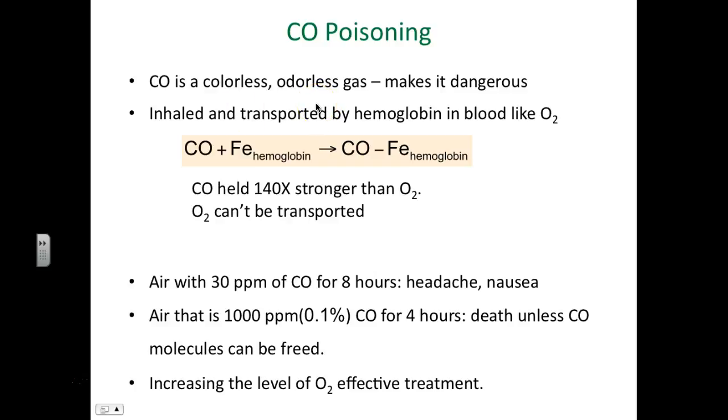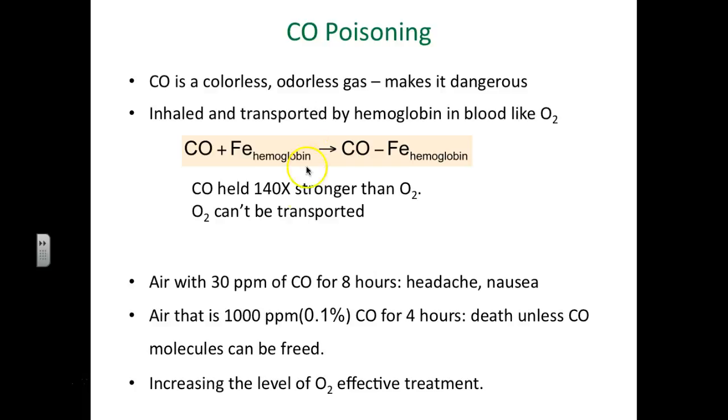What happens is you inhale this and it adheres to your hemoglobin. It adheres to your blood cells. Your blood cells transport oxygen throughout your entire body. However, carbon monoxide holds on 140 times stronger to your blood cells than oxygen gas does. So basically the carbon monoxide replaces the oxygen. In essence, your body does not get any oxygen like it should.